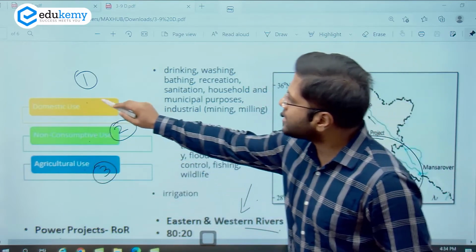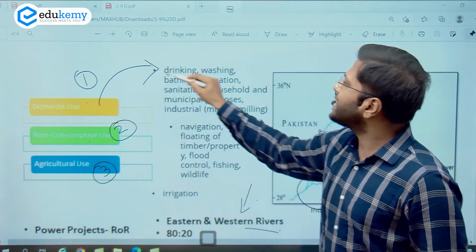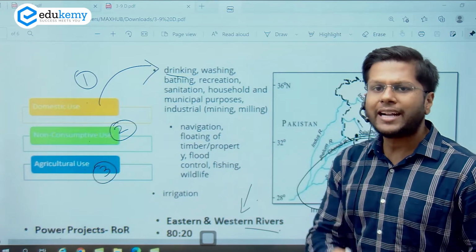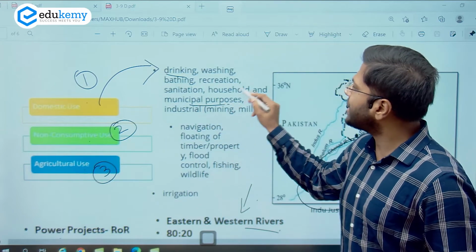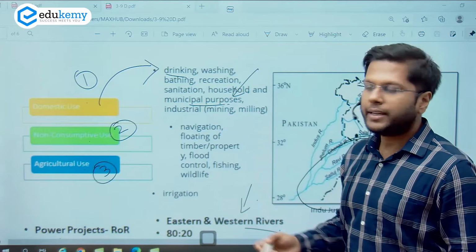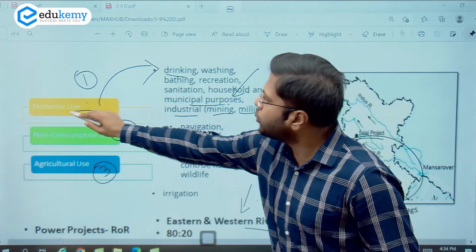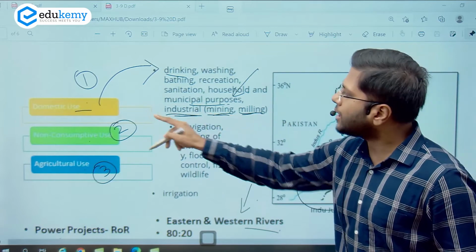So what is domestic usage? Domestic usage is, for example, for drinking, washing, bathing, recreation activities, household activities, municipal purpose activities, for example, giving water to the plants, right? Then industrial activities like mining, milling, etc. So this is domestic use. Remember, mining, milling also comes in domestic use.